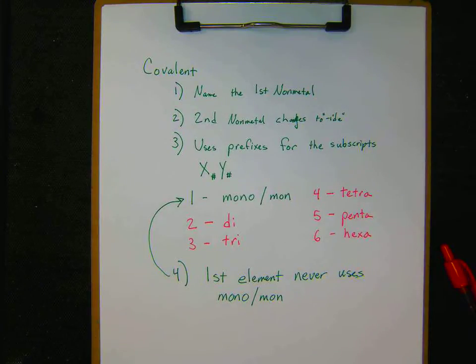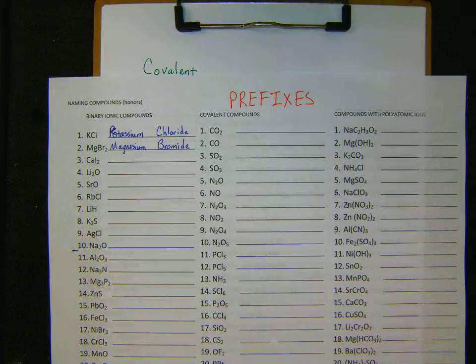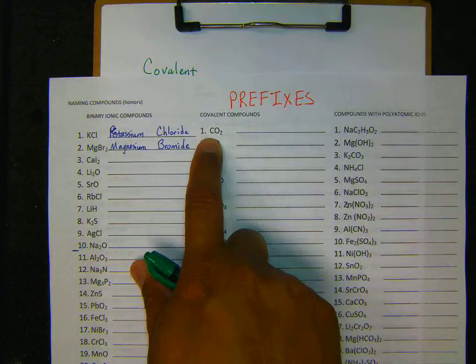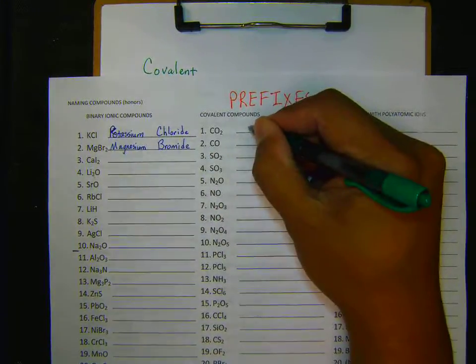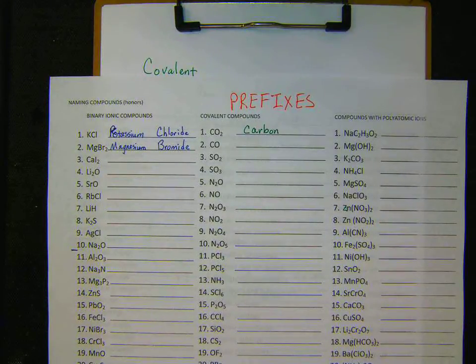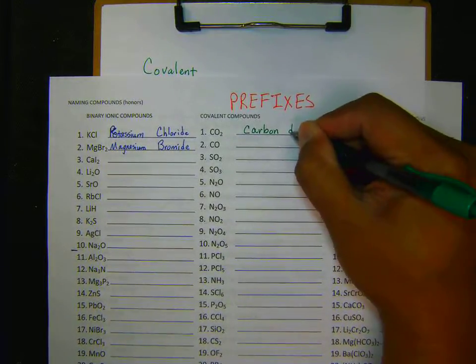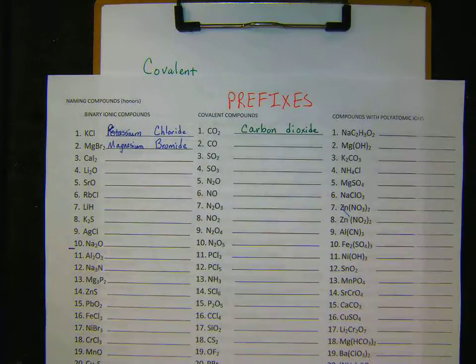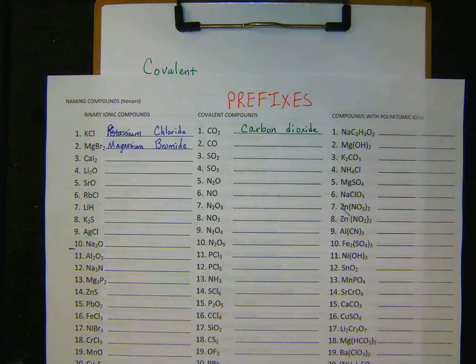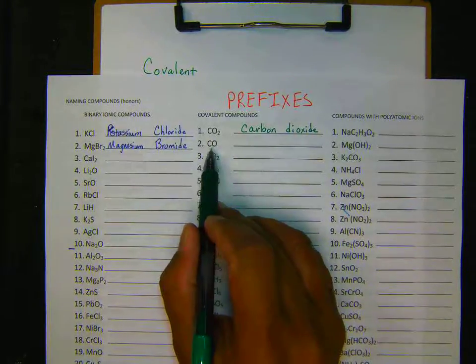Any questions on that? All right, so let's go back to our examples then. So the first element never uses mono and mon. All right, so the first one is C. And what is C? Carbon. How many carbons are there? Just 1. So do I say monocarbon? No. There's that rule, right? We just say carbon. Okay? Now, oxygen becomes oxide, and there are 2 of them. So it becomes dioxide. So that reads 1 carbon, 2 oxygens, right? Carbon dioxide.